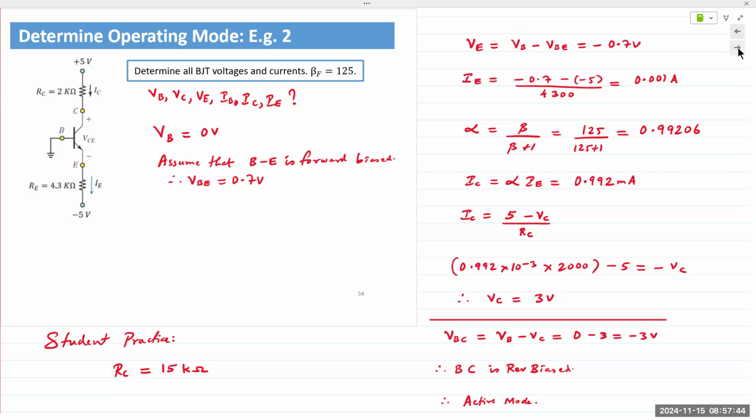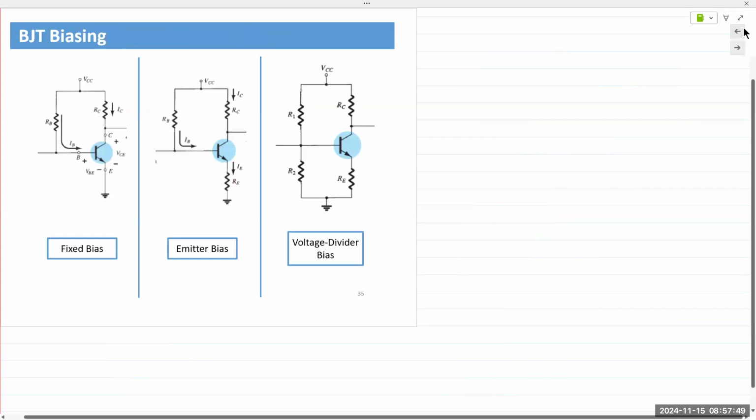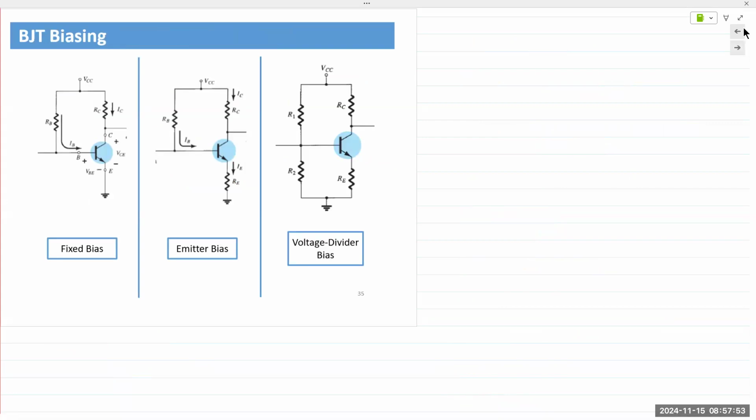So let's see, we have a couple of minutes left. All right, so we talked about bias and why it's important, right? We want to apply external energy or external sources to our BJT device, force it or constrain it to work at a certain point, right? If we wish to use the BJT as an amplifier, then we want the operating point to be somewhere in the active region, right? And so there are several biasing methods.